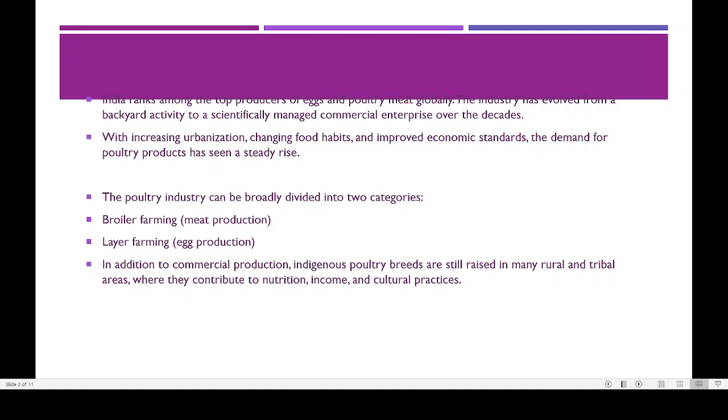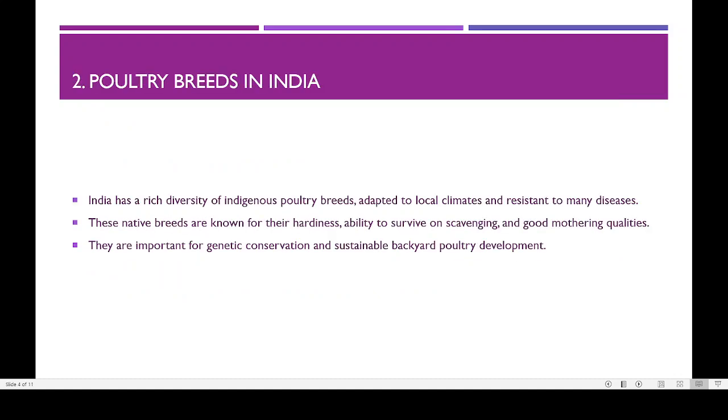It has been with human beings for thousands of years. So even if you go to tribal society, like in forest society where people are living, they also rear some kind of chicken there. So that is what they are mentioning here. Now we have to see what are the principal poultry breeds in India.